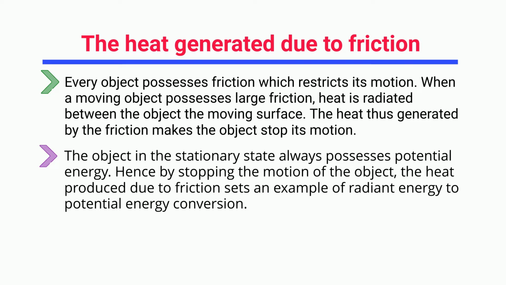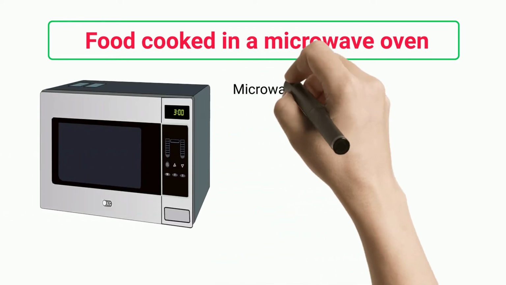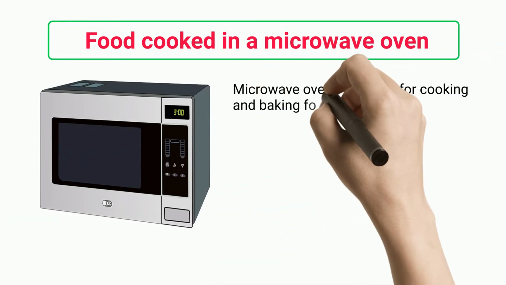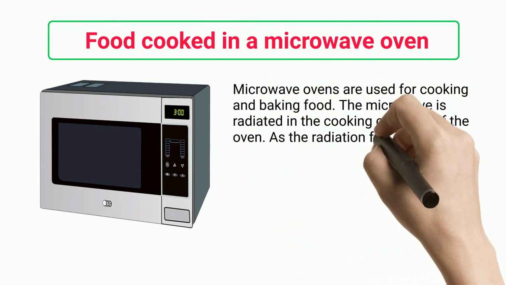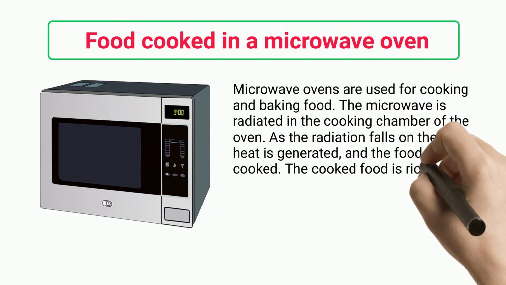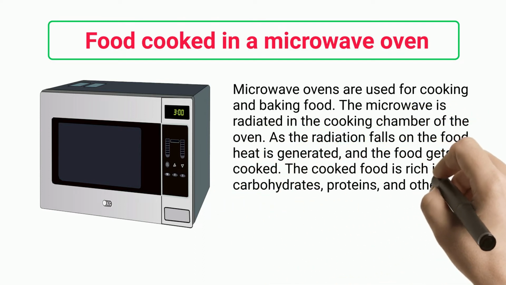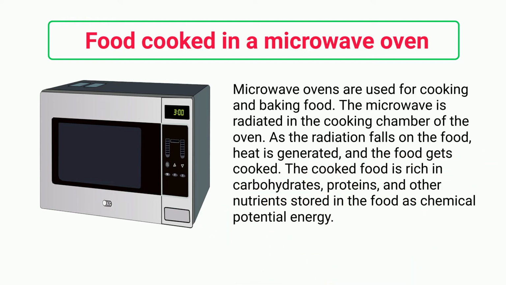Food cooked in a microwave oven. Microwave ovens are used for cooking and baking food. The microwave is radiated in the cooking chamber of the oven. As the radiation falls on the food, heat is generated, and the food gets cooked. The cooked food is rich in carbohydrates, proteins, and other nutrients stored in the food as chemical potential energy.